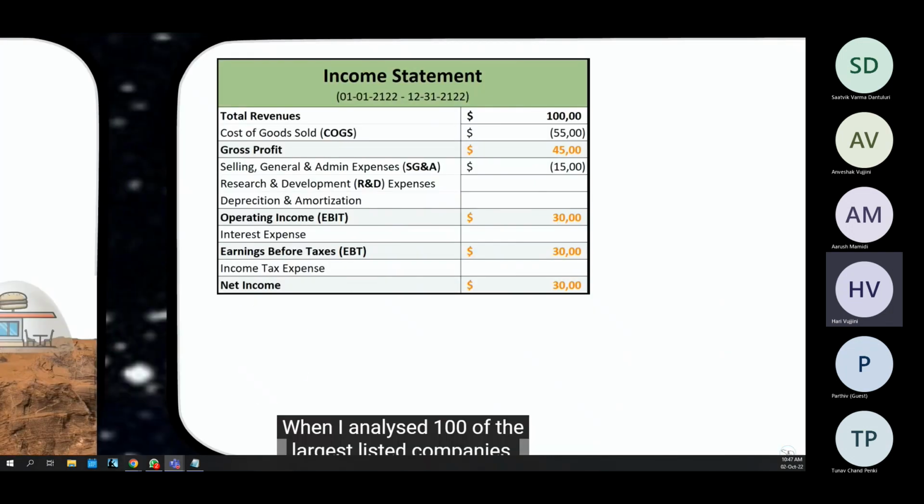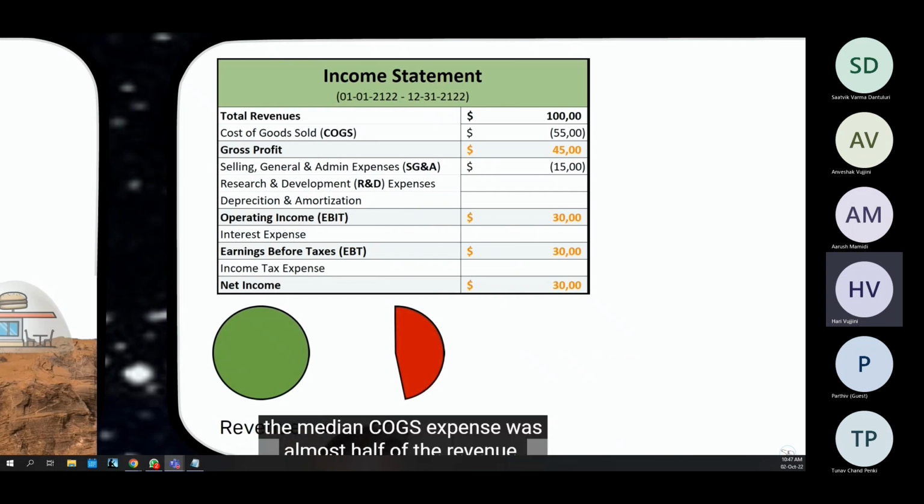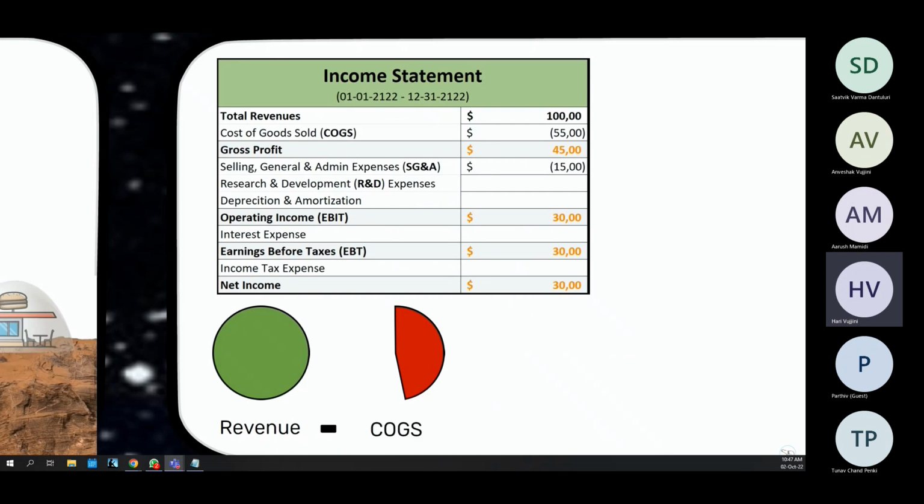When I analyzed 100 of the largest listed companies, the median COGS expense was almost half of the revenue.